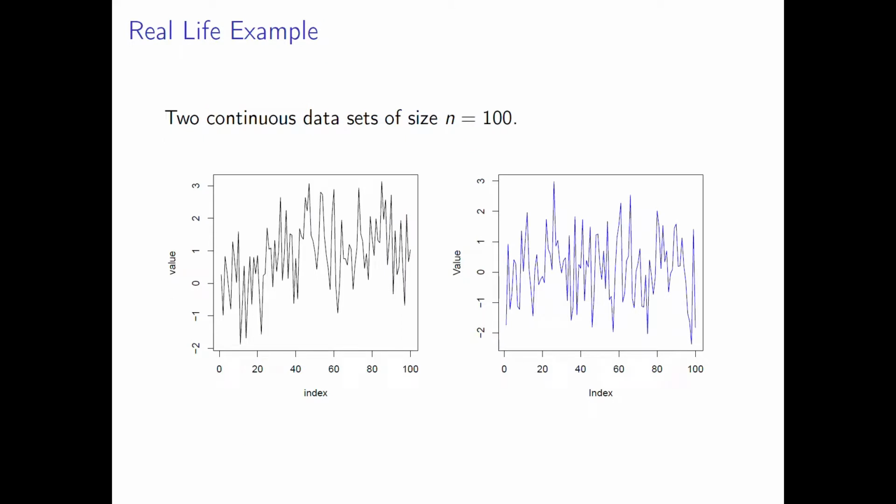So let's take a look at a real-life example of where we can apply these new tests. We have two continuous data sets. We can see that the values are between -2 and 3. And it's very difficult to see the change point with just looking at the data sets. So we have the black data set, and we have the blue data set.